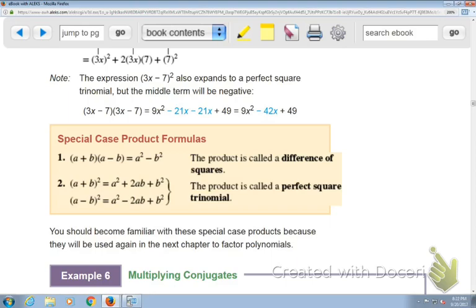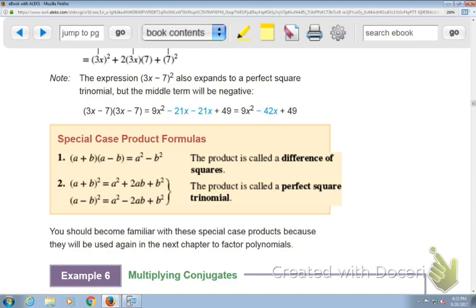And they have names. A plus b times a minus b is always a squared minus b squared, and we call that a difference of squares. It's all what it says on the box. Difference of squares. See what they did there? For a plus b squared, we get a squared plus 2ab plus b squared. For a minus b squared, we get a squared minus 2ab plus b squared, and we call those perfect square trinomials.